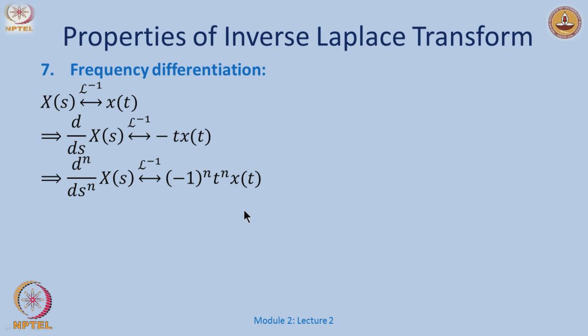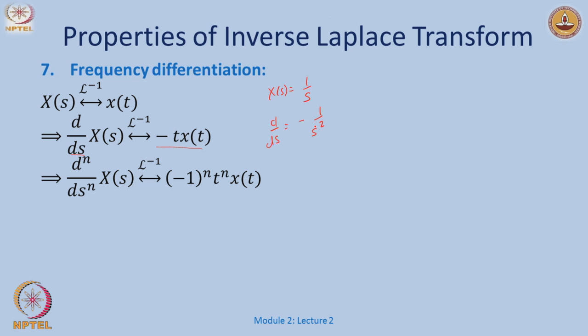Okay. Now, frequency differentiation. If in my Laplace domain I differentiate my signal, d over ds, that here simply amounts to multiplying it with a minus t. Let me do a simple example here. Let us say I have a signal, just start with X of s is 1 over s. d over ds is minus 1 over s square.